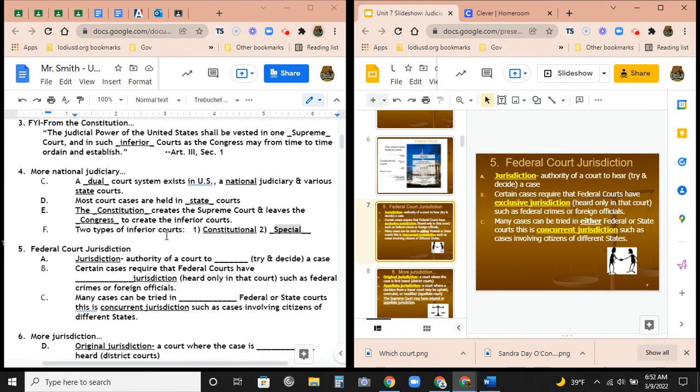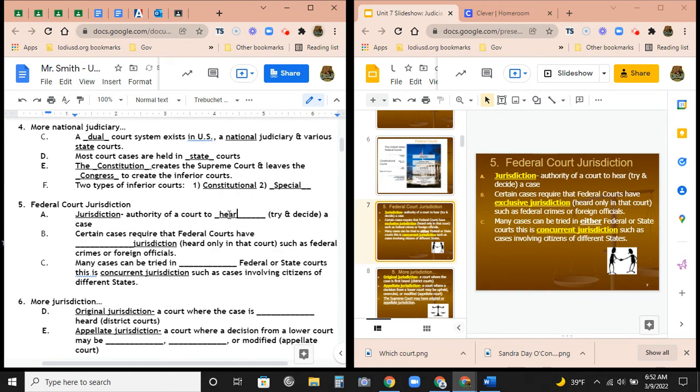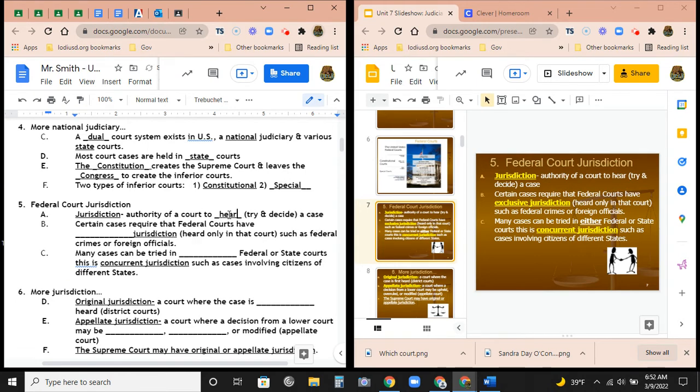Federal court jurisdiction. Jurisdiction is the authority of a court to, if you hit Control U before you type, it'll underline as you go along. Authority of a court to hear a case. That means they have the authority to try and decide a case. Certain cases require that federal courts have original jurisdiction because they're specifically mentioned in the Constitution. These are ones that involve federal crimes or foreign officials. Those are all in the original jurisdiction of federal courts.